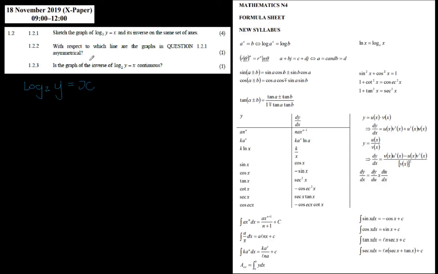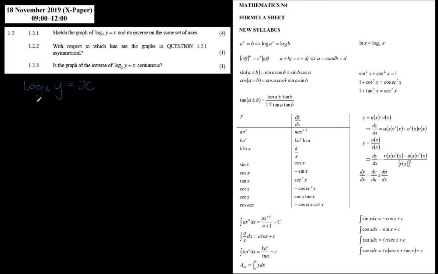Question 1.2.1 states, sketch the graph of log base 2 of y equals x and its inverse on the same set of axes. So I know I'm going to have to draw one graph as well as its inverse on the same set of axes. So before I start doing calculations, let's first find the equations of my two graphs.